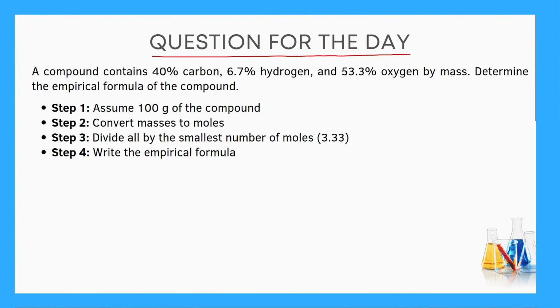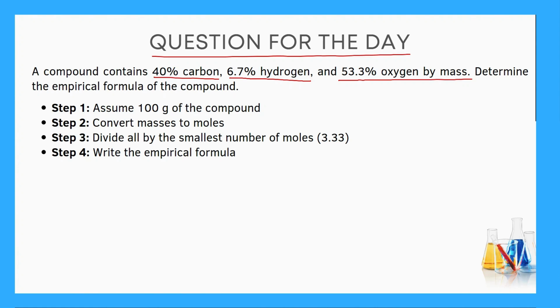On today's episode of Question for the Day, we're going to be looking at how to calculate the empirical formula of a compound. So let's get into details. The question says a compound contains 40% carbon, 6.7% hydrogen, and 53.3% oxygen by mass. We have been asked to determine the empirical formula of the compound.